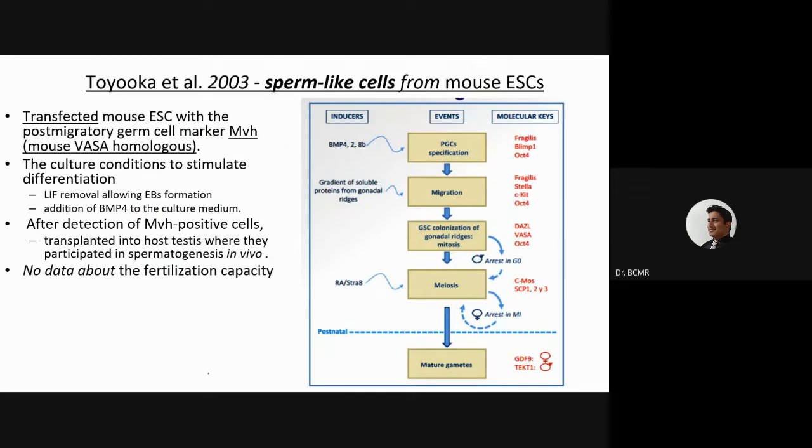So the first paper that we are going to discuss is Toyooka et al. from 2003, where they first produced sperm-like cells from mouse. So some experiments were done in mouse, and some we will see are from humans. So they have used transfected mouse embryonic stem cells.